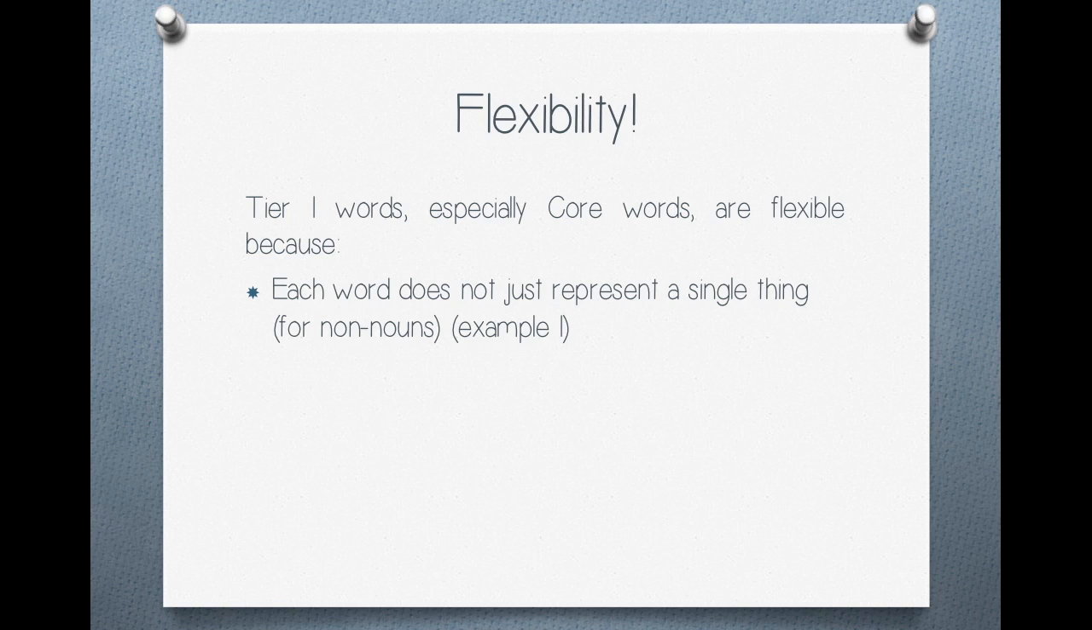The answer to that is flexibility. So remember our chart that talked about frequency and flexibility. One is actually a function of the other. Tier 1 words, and especially our core words, are flexible. And what makes them flexible, number one, is the words don't represent just a single thing. So especially for the non-nouns, which the core words are non-nouns, it isn't a one-to-one correspondence.